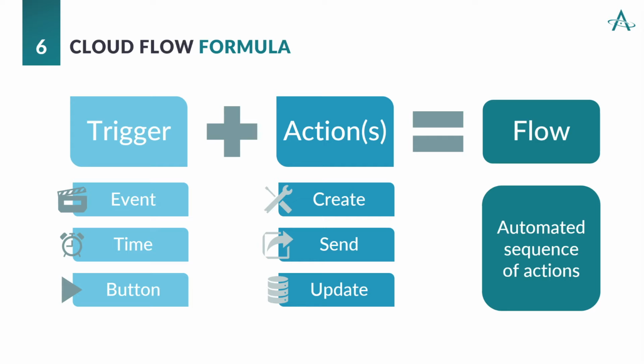Moving on with the flow, you have a trigger, which then starts a cascade of actions. For example, you can create something, you can send something, you can update something. And really, as long as those actions follow in a logical sequence from the trigger, the actions will cascade down to the end of its entirety, which creates really the flow. And I define the flow as an automated sequence of actions.